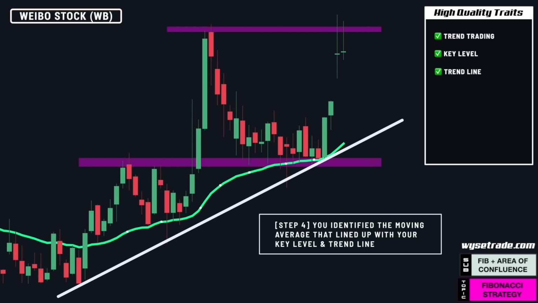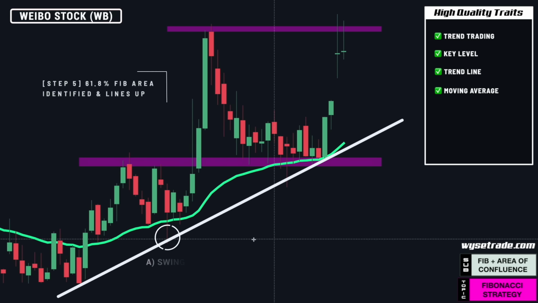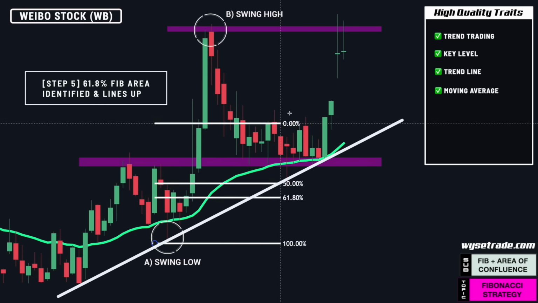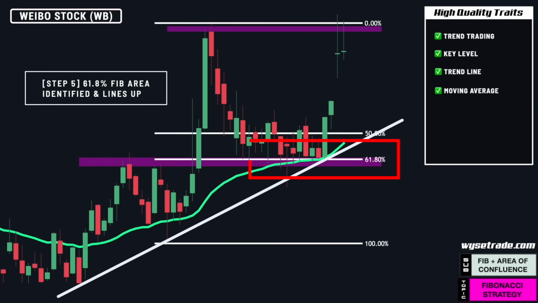You then had your moving average that also crossed with the key level and the trend line, another high quality trade. With the fib tool, you click at the recent swing low here, drag it to the recent swing high, and notice how the 61.8% fib level also lines up with your trade opportunity. Another high quality trade.